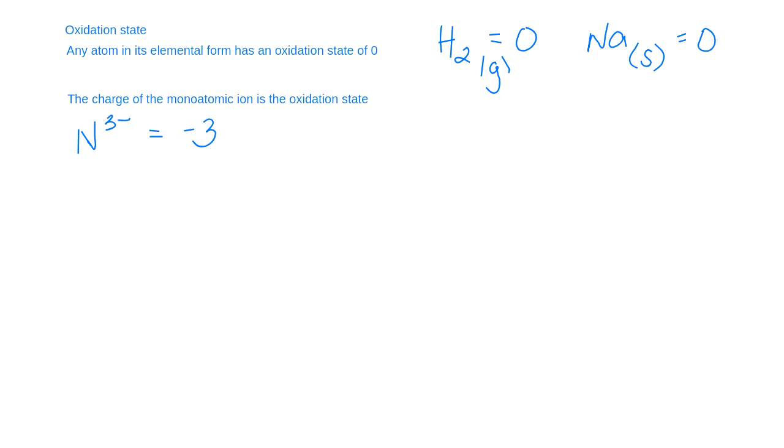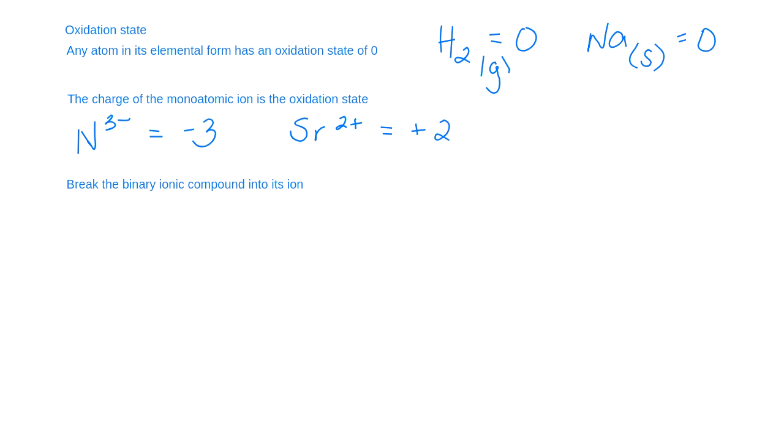We could do the same thing with a positively charged ion. If we had strontium, that's a 2+ ion, so its oxidation state would be +2. So we have elements and monatomic ions, and the next thing is ionic compounds. For an ionic compound, and specifically we're going to talk about binary ionic compounds right now, break the binary ionic compound into its ions.